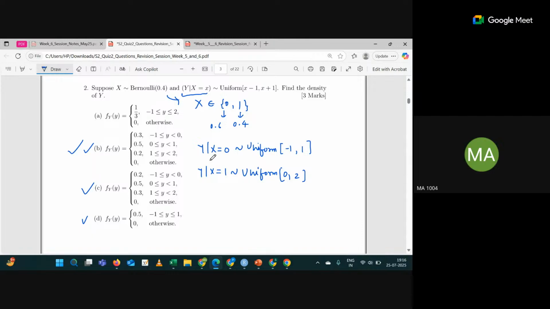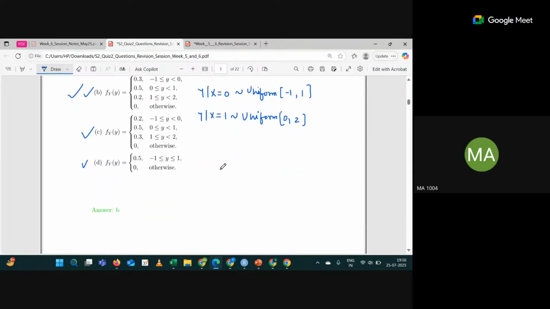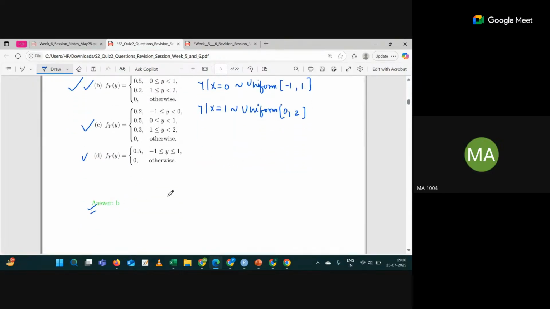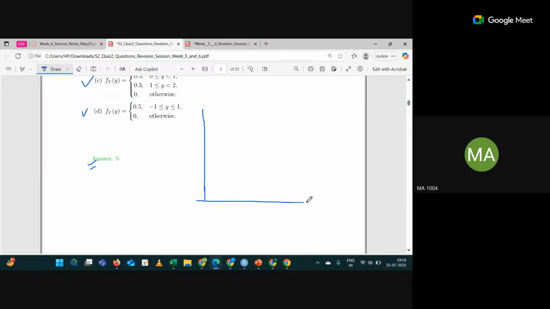One good thing: in this case, you cannot take directly -1 to 2 or -1 to 3. Sometimes people will say Y is from -1 to 2 and click this option directly. No, just for the safe side, draw the graph to check whether there is overlapping or not. So option B is the correct one. Let me draw the conditional density.